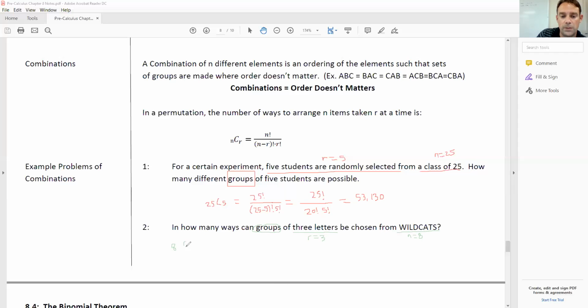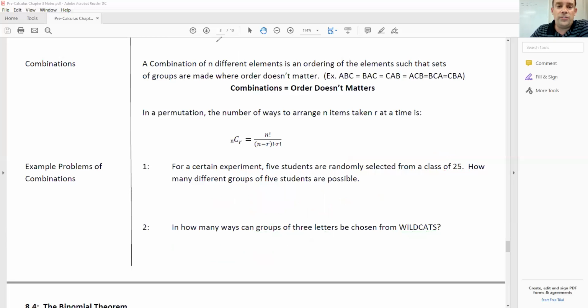So we have 8C3. So 8 factorial over 8 minus 3 factorial times 3 factorial. So 8 factorial over 5 factorial, 3 factorial. So once you go ahead and simplify it down, now you can use your calculator to tell you the answer. And there's 56 ways to get 3 groups from Wildcats.